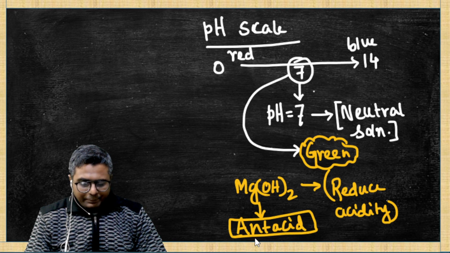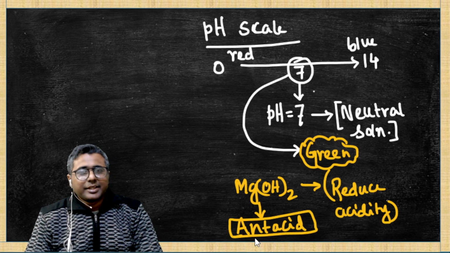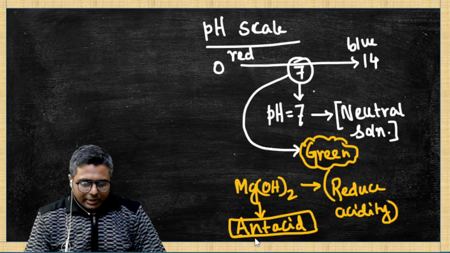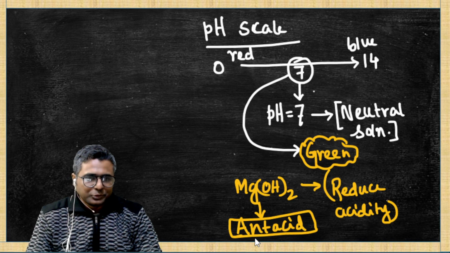pH of the soil, pH in our digestive system. Then our tooth may decay if the pH falls below 5.5. That is also important. So pH should not fall below 5.5. You cannot have acids destroy your tooth.